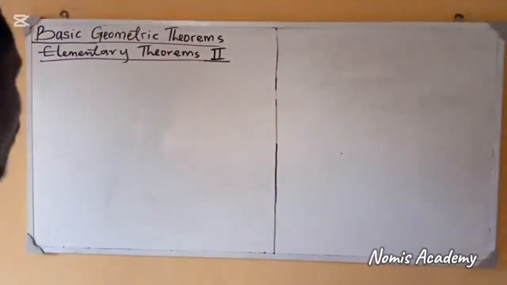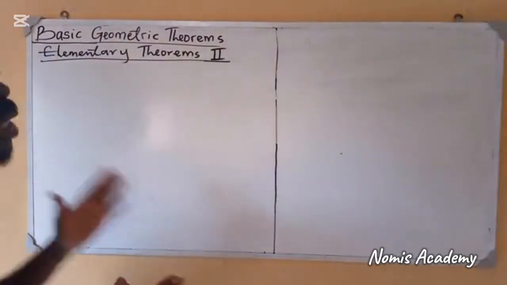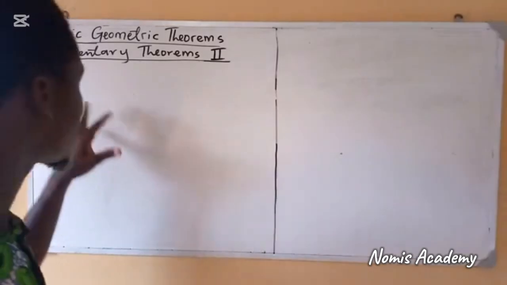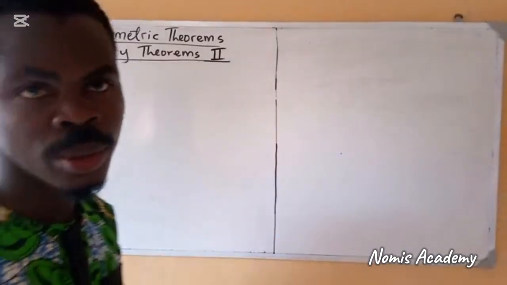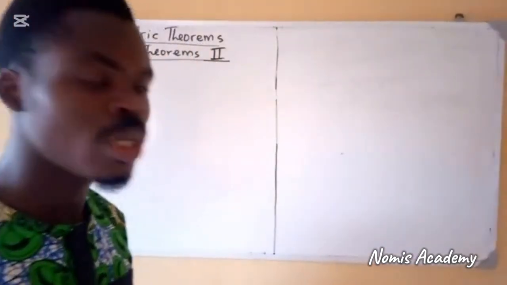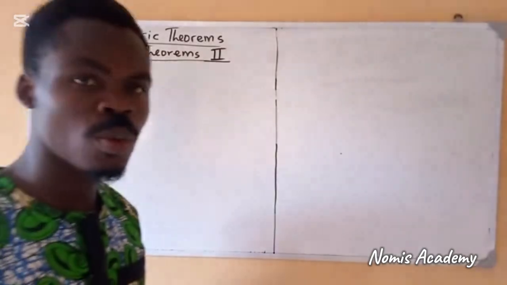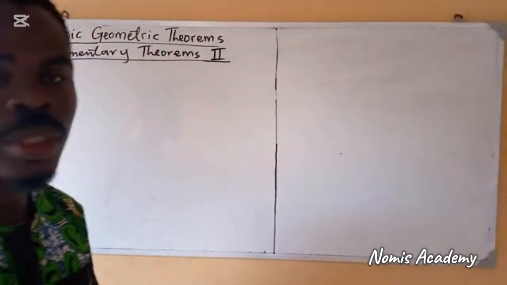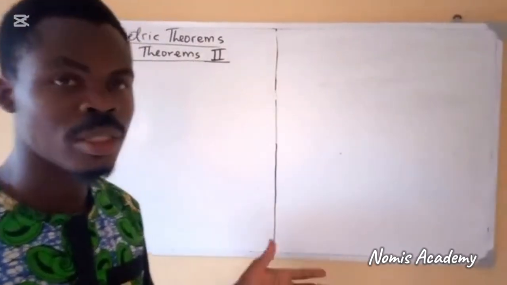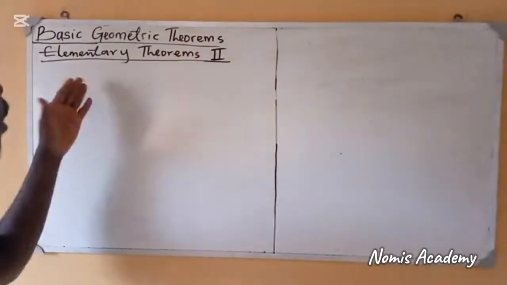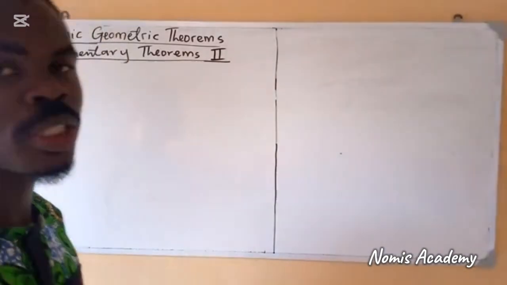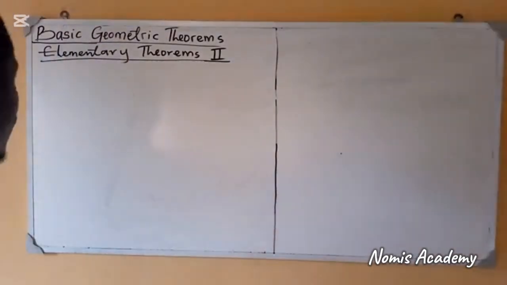In this video, we're going to consider the basic geometric theorems. In the previous video, I explained some elementary theorems, which are: the sum of angles on a straight line is 180 degrees, the sum of angles in a right angle is 90 degrees, and the sum of angles at a point is 360 degrees. So let's continue from there.